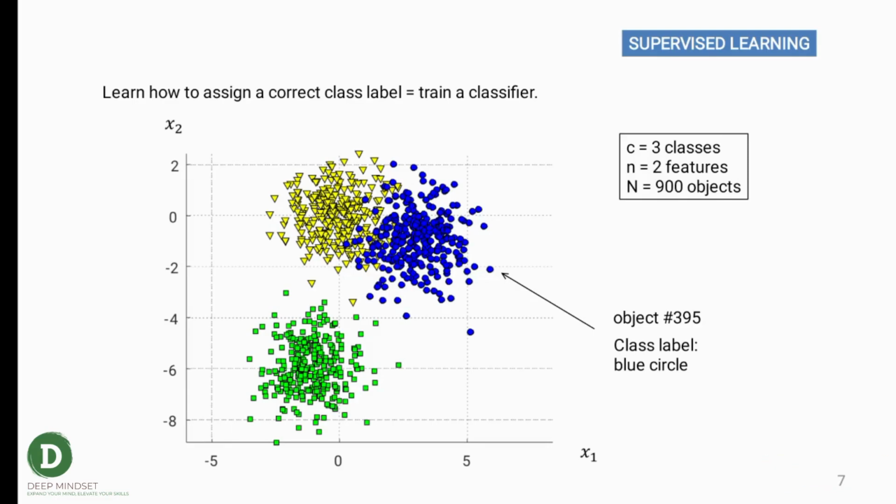Those rules, very simple rules by human standards, are a classifier. Learning how those rules work is how we train a classifier. So, I've highlighted or pointed at object number 395, which is that blue circle on the right hand side in the middle. And it is assigned class label blue circle.